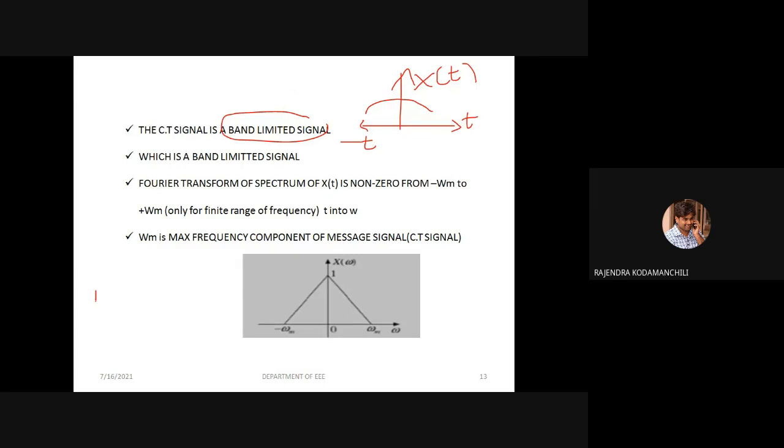Now we know the Fourier transform. The available input is x of t. Now x of t is converted into x of omega by using the Fourier transform. Now I told you it is a band limited signal, and we are applying the Fourier transform to the band limited signal. Now we are getting the output: x of t is converted to x of omega. It is non-zero from minus omega m to plus omega m.